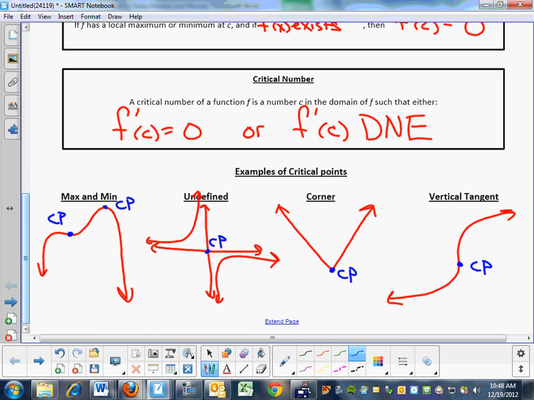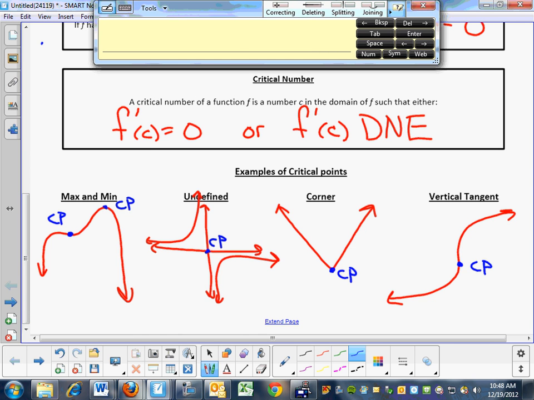So if this is a critical point, does it have to be a local max or min? No. If the derivative is equal to 0, it doesn't mean that it's for sure a local max or min. However, if it is a local max or min, then we'll find out that the derivative is equal to 0. Let's flip it over and see if we can do a couple examples real quick.